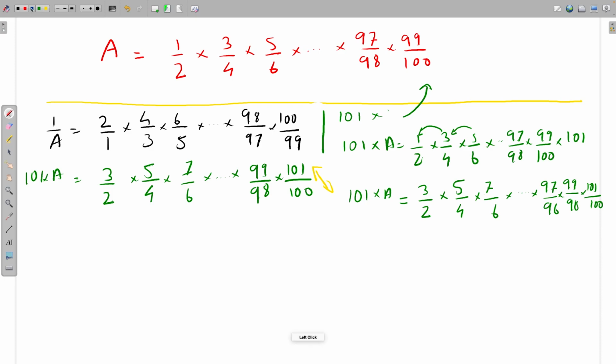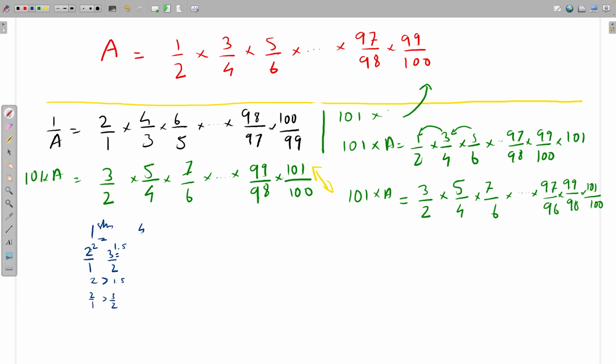Okay, so the way I'm going to compare is, I'm just going to compare the first two terms. The first term I'm going to compare: we have 2 by 1 and we have 3 by 2. In this case, the answer is 2. We get 2 here, and 3 by 2 is 1.5, which means that 2 is greater than 1.5. So the first term, 2 by 1, is greater than 3 by 2.